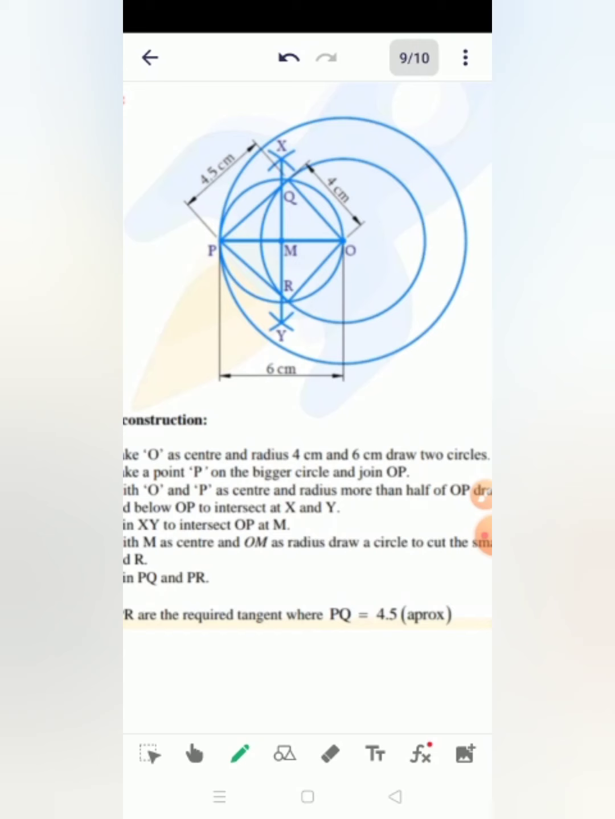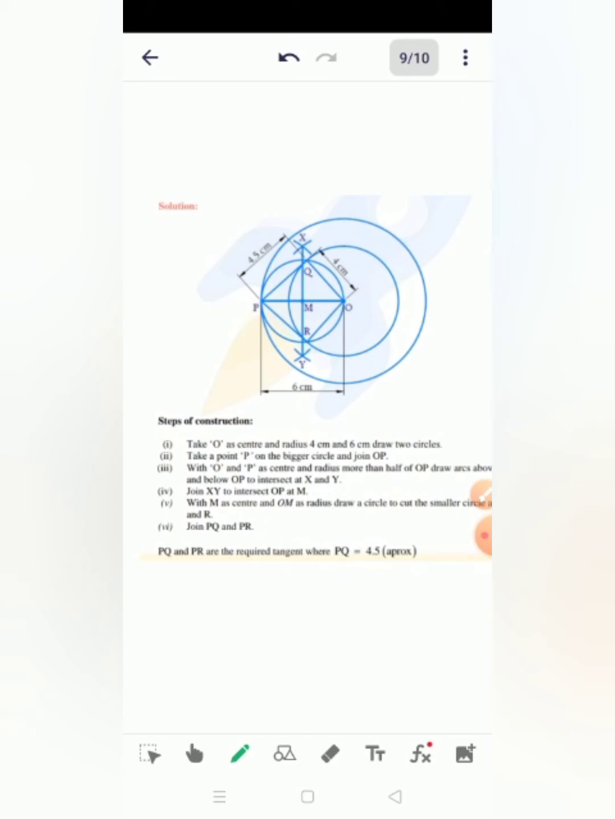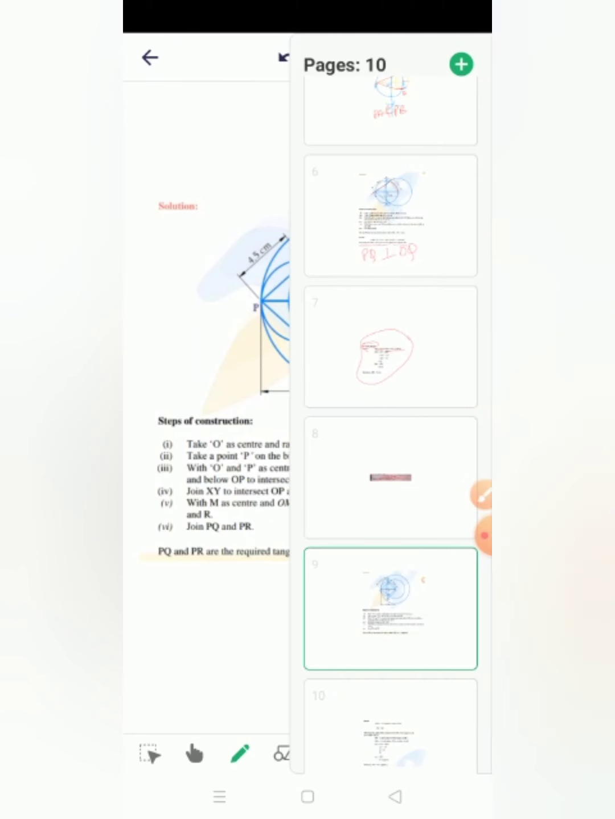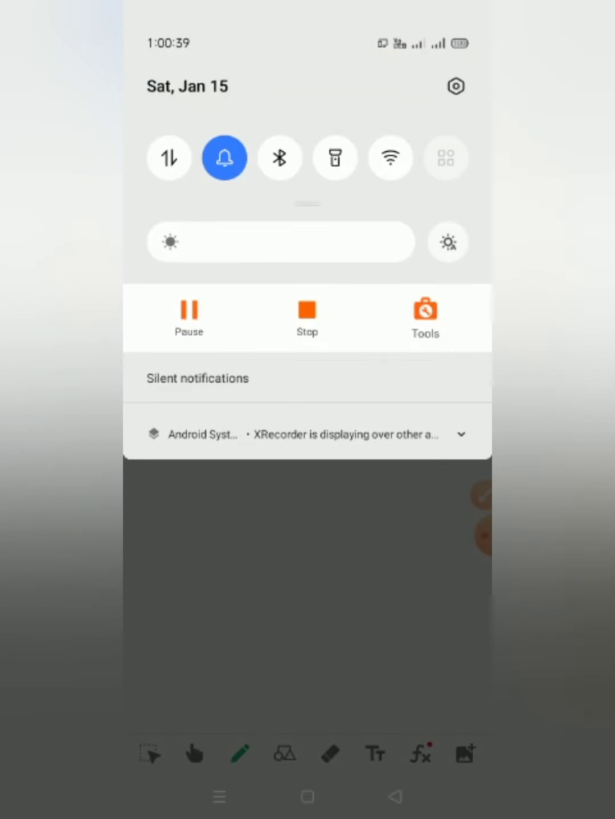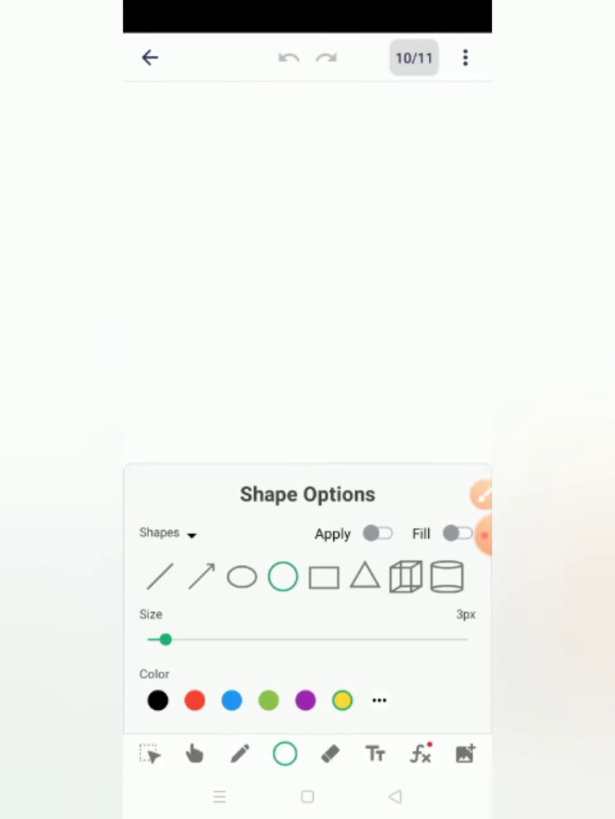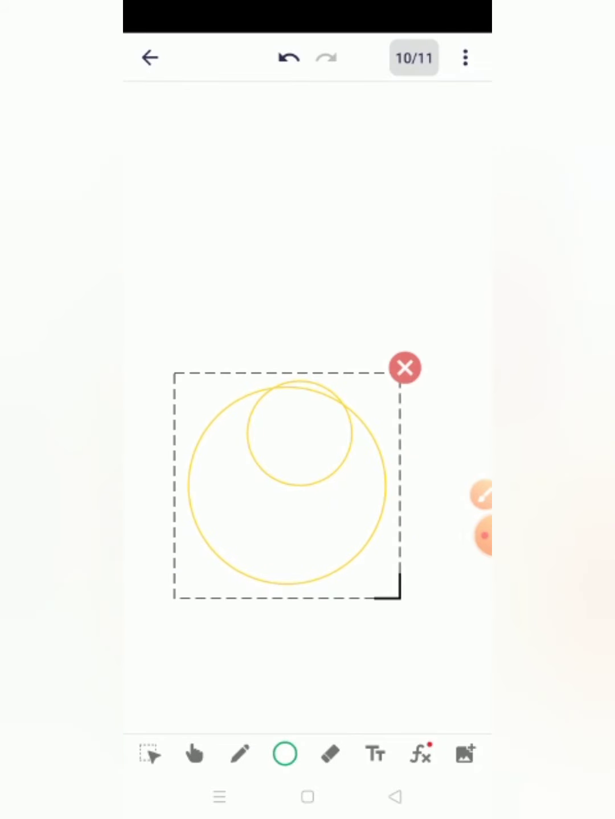Okay, to do this, let's see here it is given. What we need to do is, taking O as center and radius 4 centimeter and 6 centimeter, draw 2 circles. We need to draw 2 circles because they had said that we need to take concentric circles, right? So I'm doing it on this page. First you take one circle like this with radius, oh, it's too big. One second.